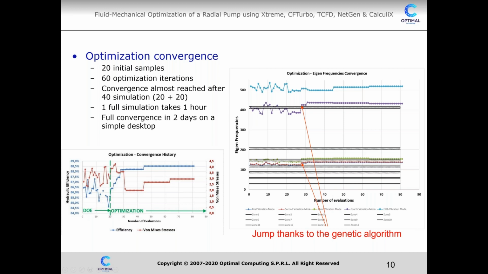And we see that here we have the third vibration mode that is below the forbidden range. For many optimization algorithms, it would be difficult to jump to the other side of the forbidden range. And here we see that the algorithm is perfectly capable to do that. And this is the same for the fourth vibration mode. We see that it's below the zone, and then at some point, the algorithm was able to jump above this forbidden range.